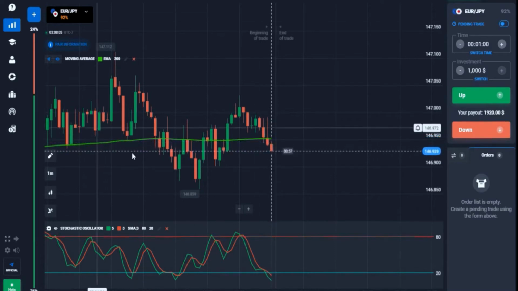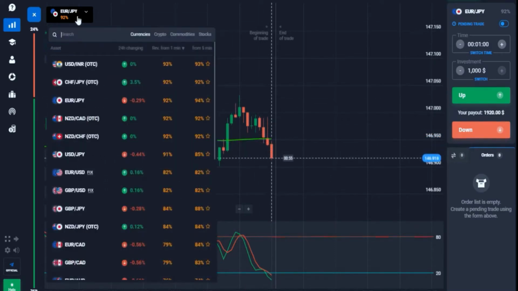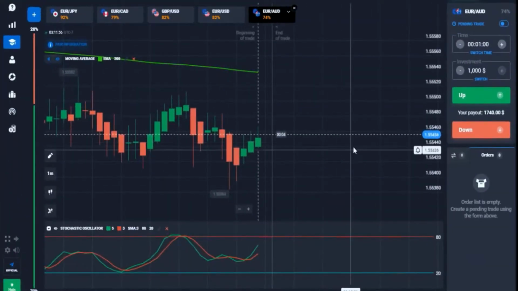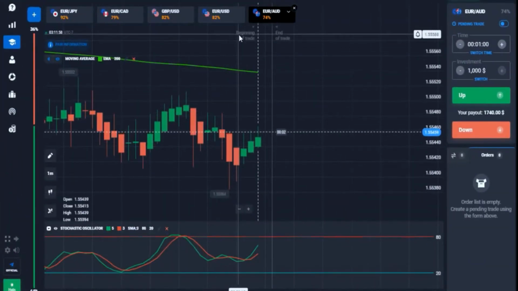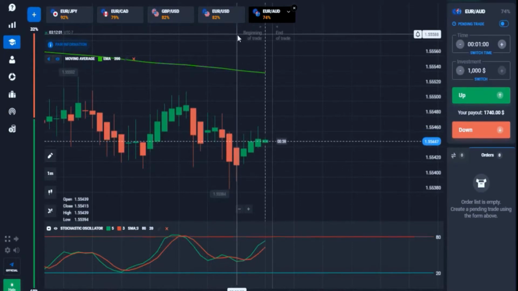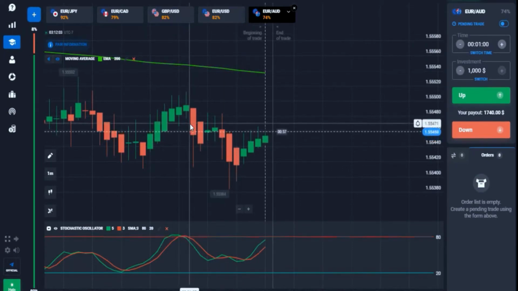Right now I'm going to show you how this strategy works, but before then let me put up my currency pair real quick. Okay, I have my currency pair up right here, and I'm going to explain in detail how this strategy works in a very short period of time.